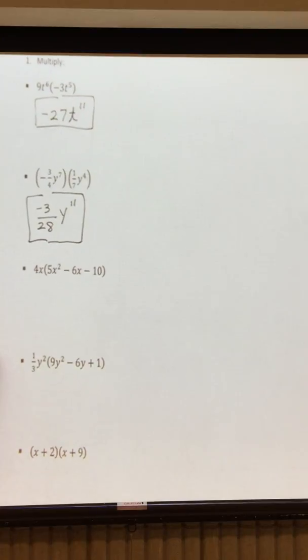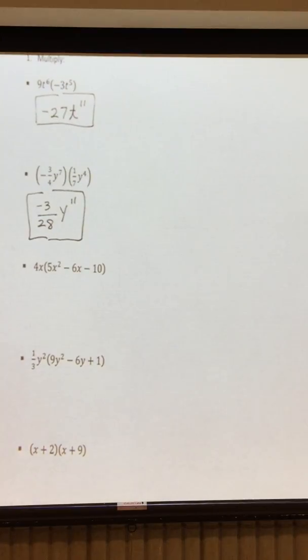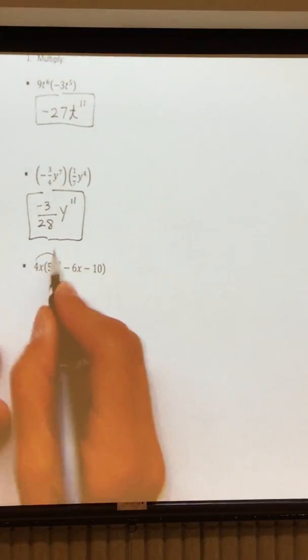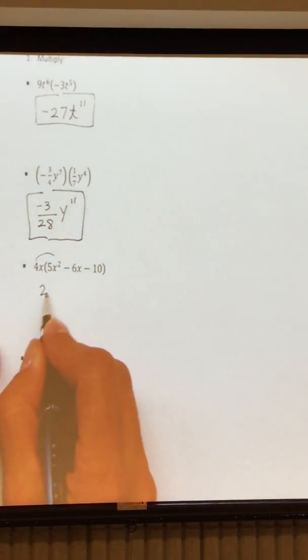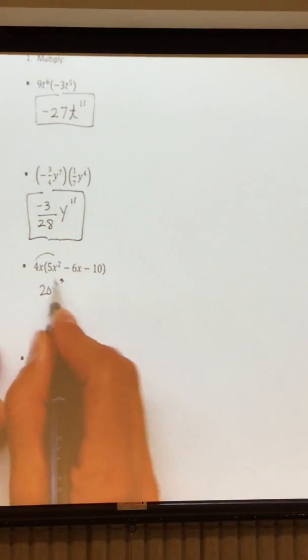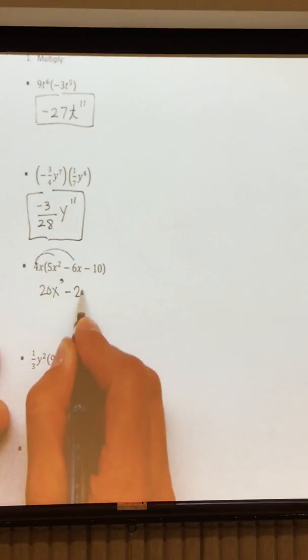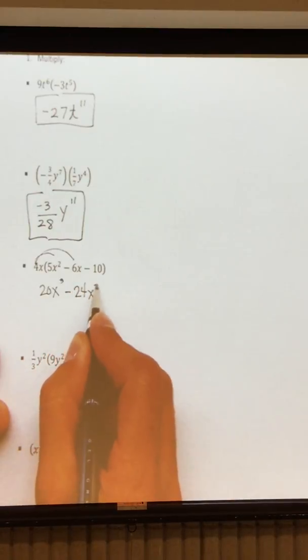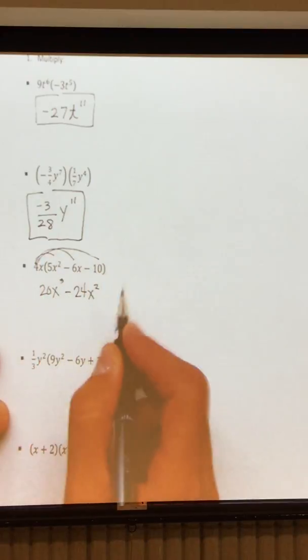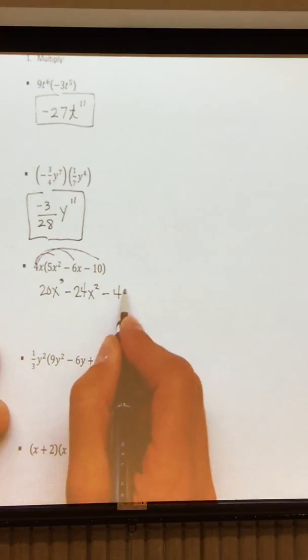Here we need to distribute. So 4x times 5x squared is 20x to the third. 4x times negative 6 is negative 24x squared. And negative 4 times negative 10 is negative 40x.